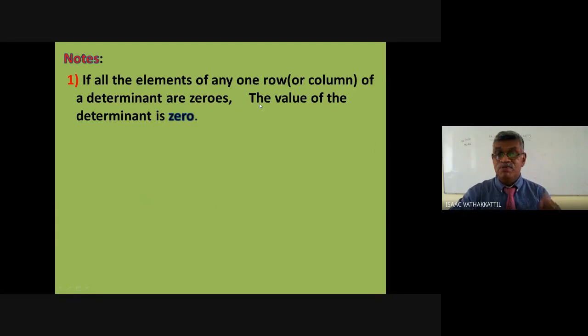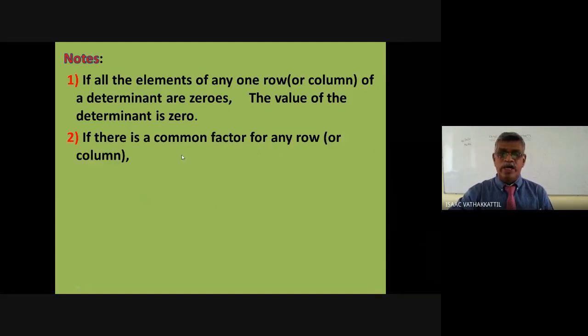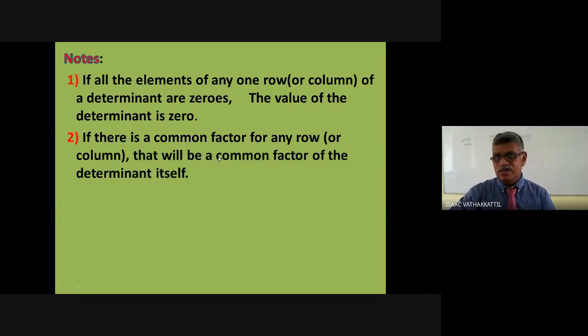All the elements of any one row or any one column of a determinant are zeros, the value of the determinant is obviously 0. Now, if there is a common factor for any one row or any one column, that will be a common factor for the determinant, right? That can be taken out if you want, because multiplying or dividing one row is as good as multiplying or dividing the whole determinant. So if you have a common factor for one row, it comes out as a common factor for the determinant. That is not true for a matrix.